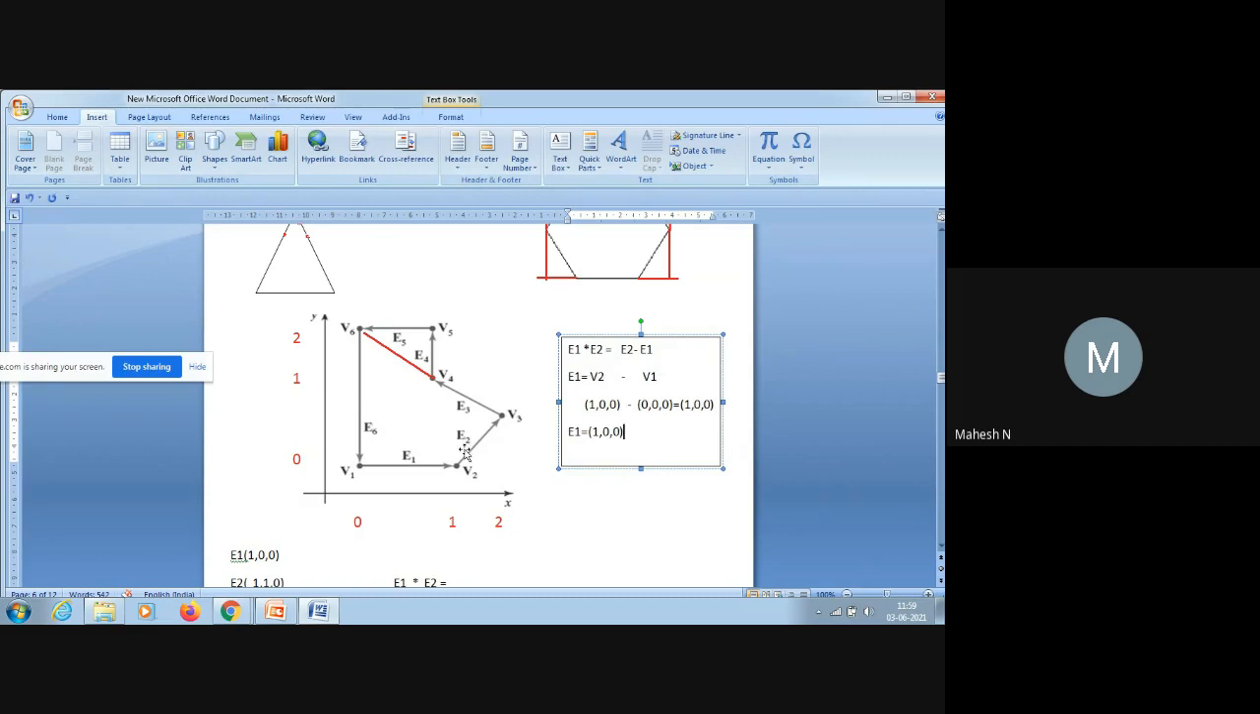So what is V2? V2 has x, y, and z coordinate values. V2's x coordinate is 1, y coordinate is 0, and z I will make it 0 only. Minus V1. What are the coordinate values of V1? It is 0 along x, 0 along y. So 0, 0, 0. Fine.